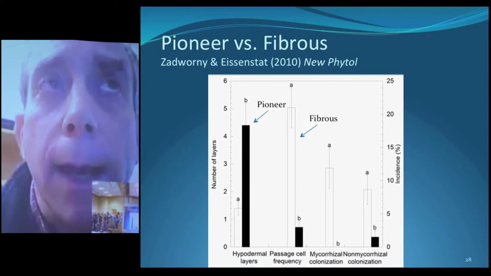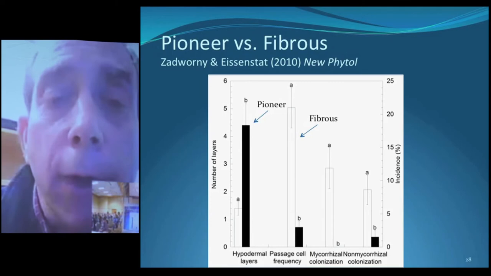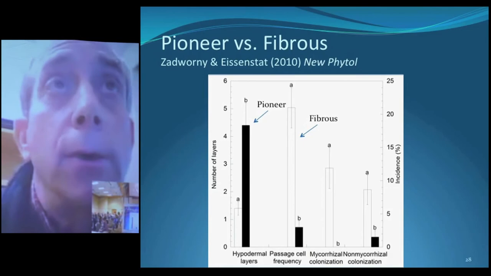So I wanted to emphasize this to help you see that those pioneer roots are really important for developing your framework. They're not important for absorption, but if you see pioneer roots dying, you really have a pathogen problem, because that means your framework is not getting built. And those roots are normally very protected, so there's bigger problems when those roots die. Next slide.